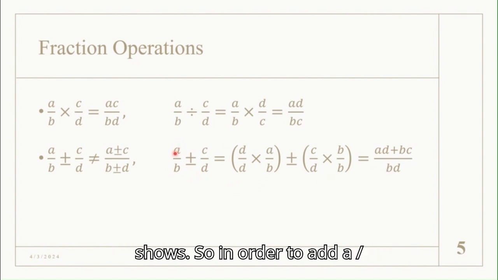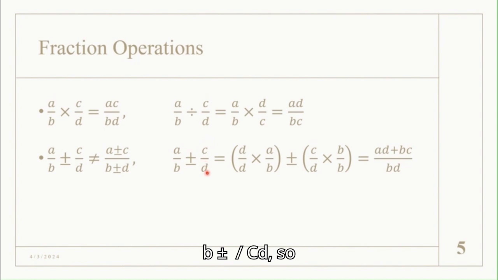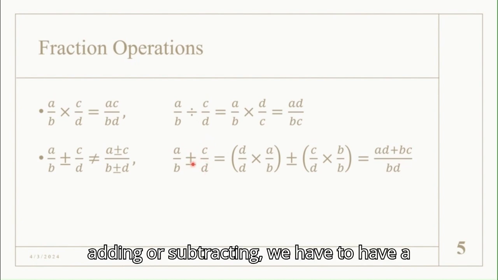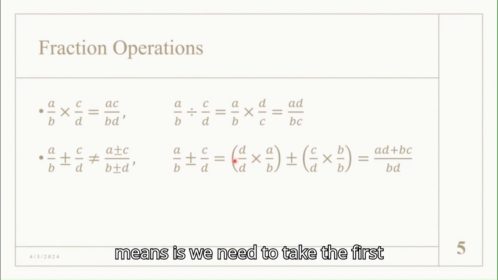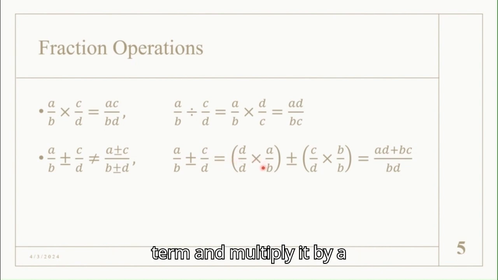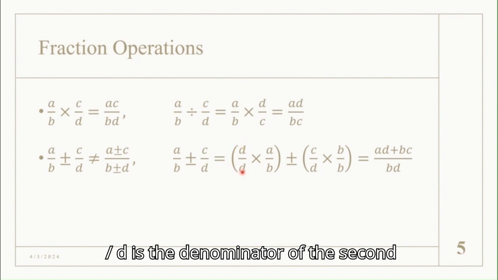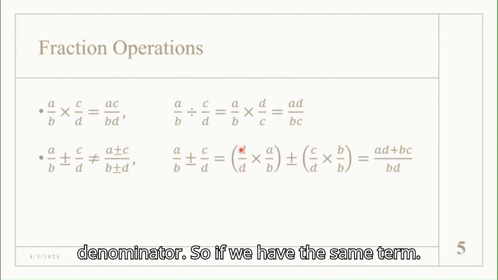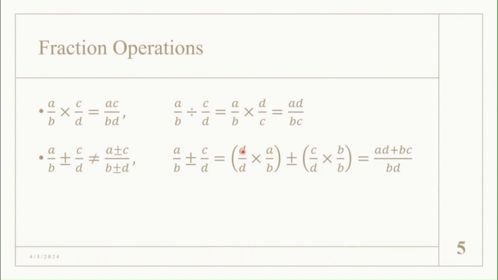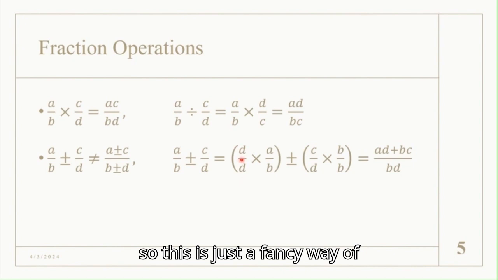So in order to add A over B plus or minus C over D, so adding or subtracting, we have to have a common denominator. And so what that means is we need to take the first term and multiply it by a special version of 1. So D over D, the denominator of the second term in both the numerator and the denominator. If we have the same term over itself, we get 1. So this is just a fancy way of writing 1 times A over B.